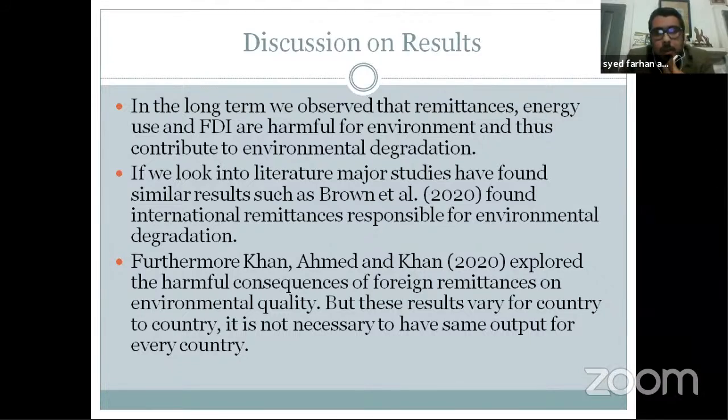In the long run, we observe that remittances, energy use and FDI are harmful for the environment and thus contribute to environmental degradation. If we look into the literature, major studies have found similar results, such as Brown et al. 2020, who found international remittances responsible for environmental degradation. Furthermore, Ahmad and Khan 2020 explored the harmful consequences of foreign remittances on environmental quality, but these results vary from country to country. It is not necessary to have the same output for every country. In some countries these relationships are positive, and in some countries they are negative.